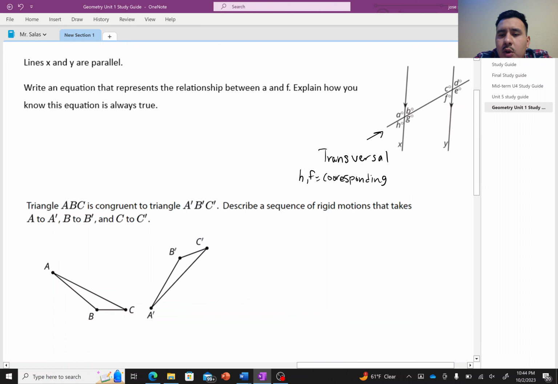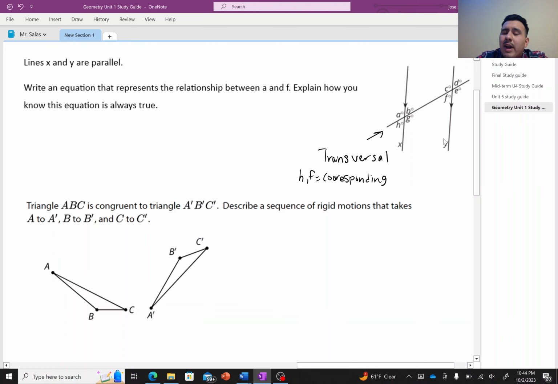What does it mean to be a corresponding angle? Can anyone tell me what is corresponding? No, you're talking about alternate interior angles. Corresponding angles are angles that are congruent. They are the same. I did hear some of you say corresponding, so for those of you that said corresponding, you were correct. Corresponding angles are identical angles. So H and F are the same.